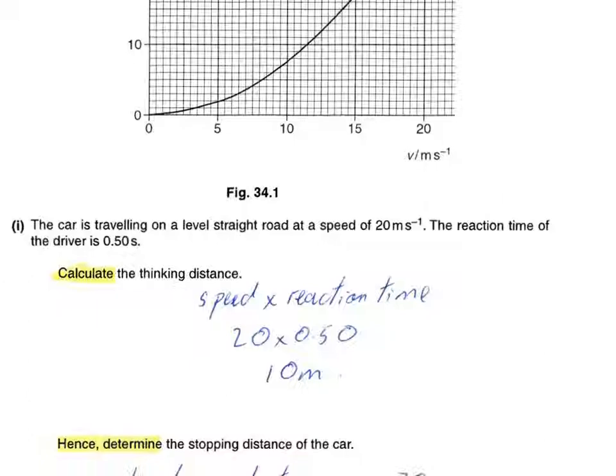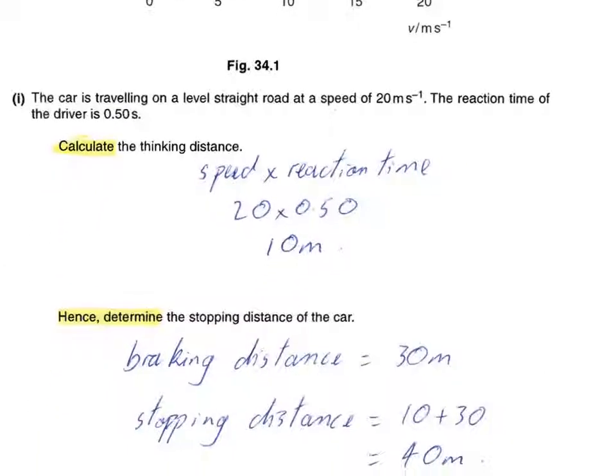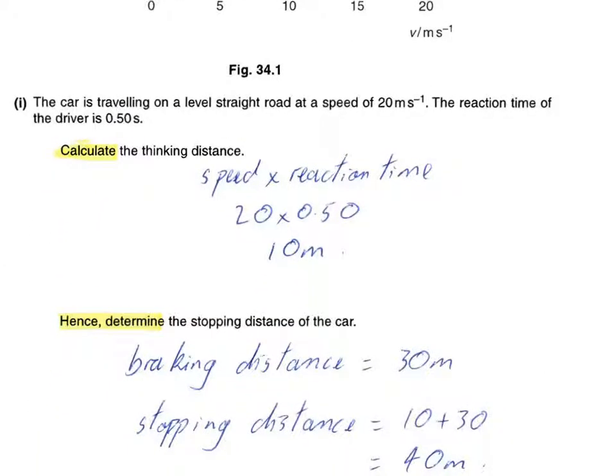So we'll need to come back to that. A car is travelling on a level straight road at 20 meters per second. The reaction time is 0.5 of a second, and it asks us to calculate the thinking distance. Thinking distance is simply speed times the reaction time. I've got a speed, I've got a reaction time, multiply them together, I've got 10 meters.